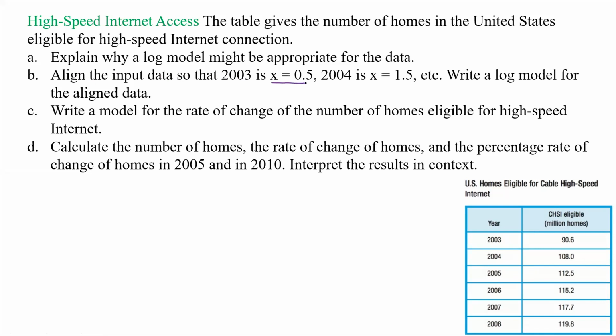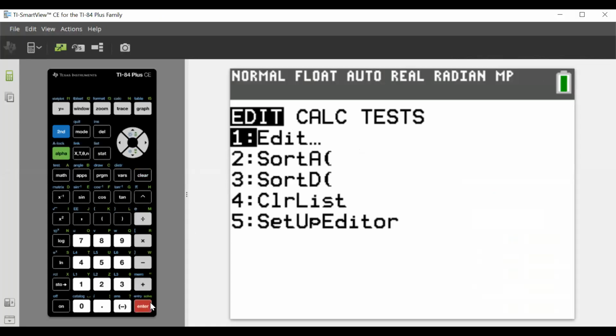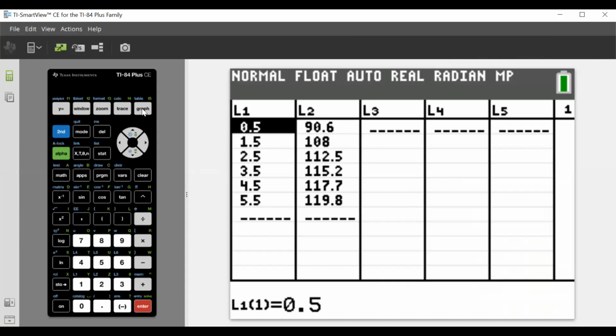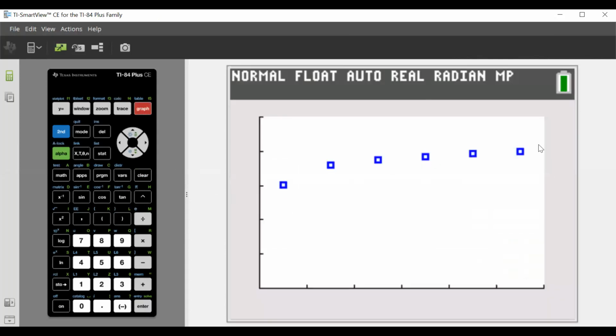2003 is going to be 0.5, 2004 is 1.5, and so on. It looks like we're going to go up like that. I'm going to plot these versus this. Let's go to our calculator. I've already typed them in to save that time. And this is what our graph looks like.